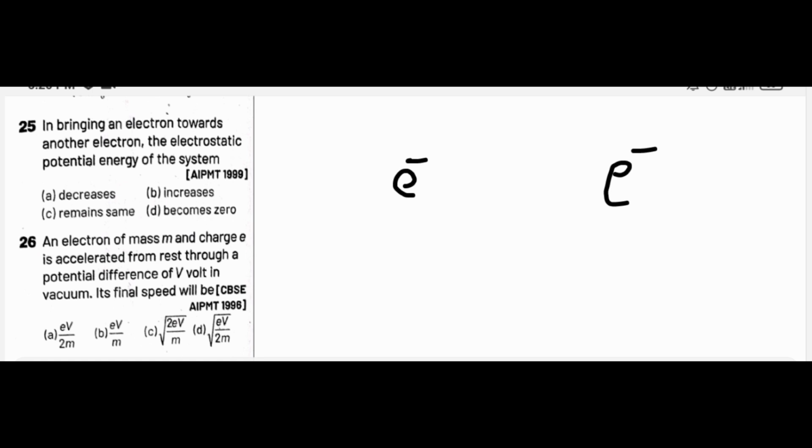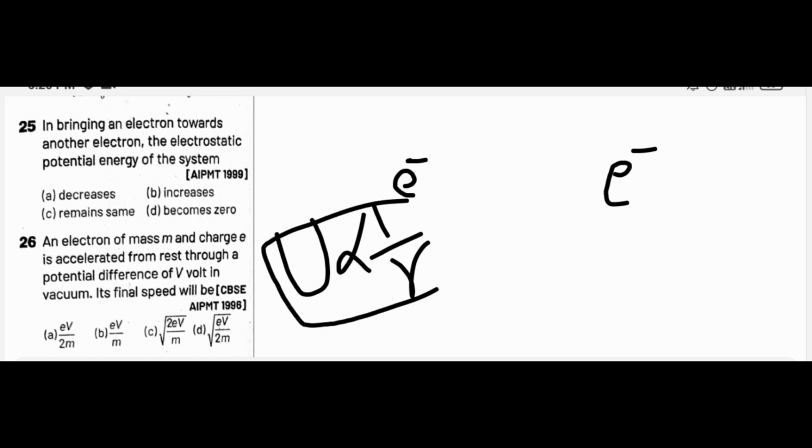When those charges are coming nearer, how is the potential energy related? Just use the formula U is equal to K q square by r. Here potential energy is inversely proportional to r, right? If the distance between those two charges keeps increasing, the potential energy will keep decreasing. If the distance between those two charges decreases, the potential energy of that system will increase.